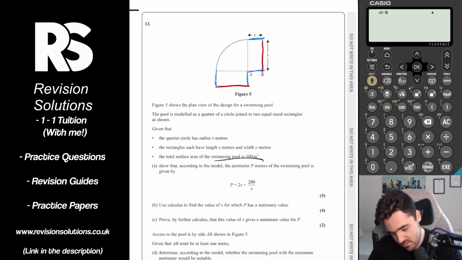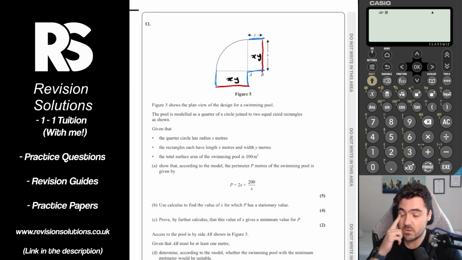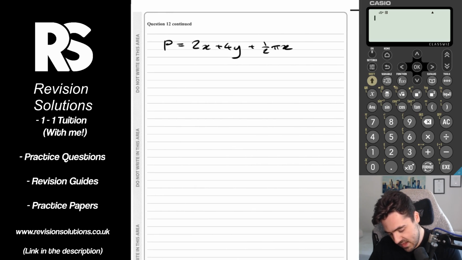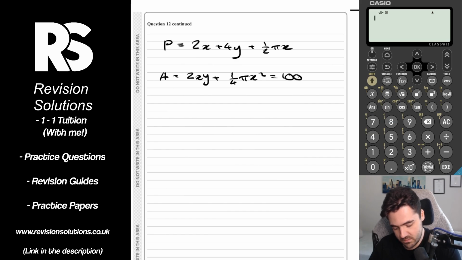So the area, to get an equation using that, we've got 2 lots of the rectangle, which is just xy. And then a quarter of a circle, well, the full circle is pi r squared or pi x squared. So a quarter of that, a quarter of pi x squared. So we know the area is 2 lots of xy plus a quarter of pi x squared, which is going to be 100. And now we can rearrange for y to be able to substitute out y in our perimeter equation. So let's rearrange for y.